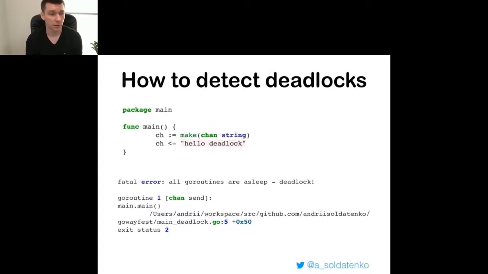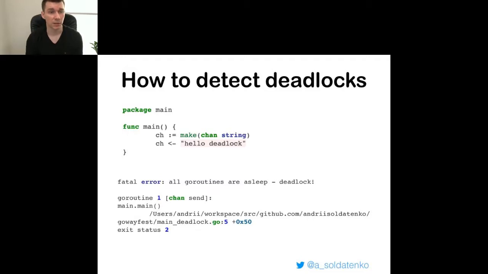On the next slide, how can we detect such deadlocks? The program will get stuck on the channel send operation, waiting forever for someone to read the value. And Go is able to detect such situations at runtime. Here's the output of the program. It's a very dummy example, but if you run this program, you can see that all goroutines are asleep and it's a deadlock.